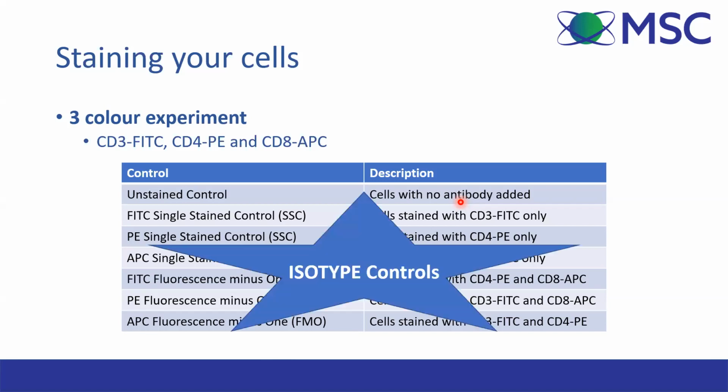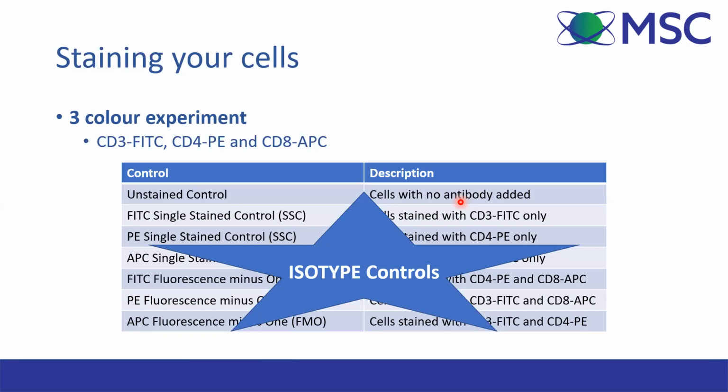Another thing to consider is whether you're going to use isotype controls. This is to be recommended, and isotype controls are there to limit the unwanted background cell staining, which can be a problem in flow cytometry. This is especially a problem when you're detecting novel or very rare populations, or when you're working with a panel that has multiple fluorochromes on it.